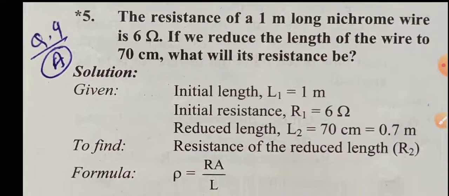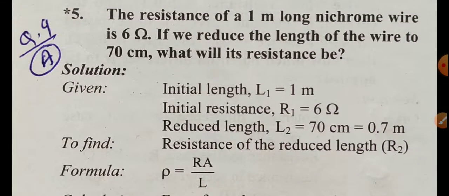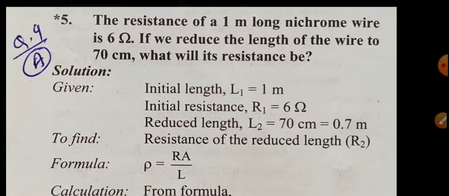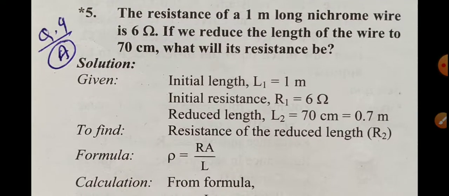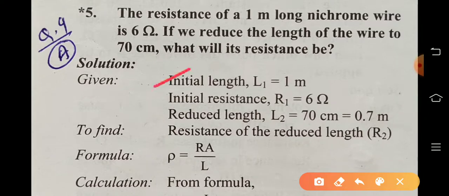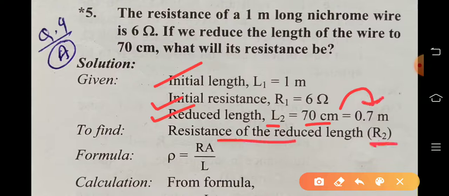Next, numerical problems are given. So read the question carefully and we are writing the given. Initial length L1, initial resistance R1. Now the reduced length is indicated as L2, that is 70 centimeter. Convert into meter, divide by 100. So 70 upon 100 means 0.7 meter. What we find out is the resistance of the reduced length, that is R2.